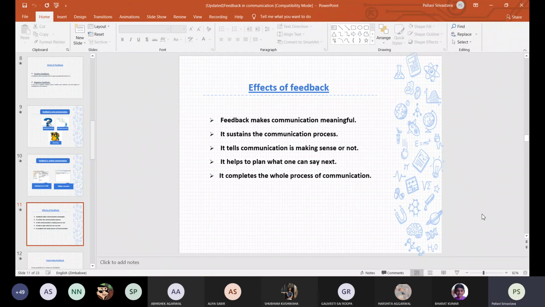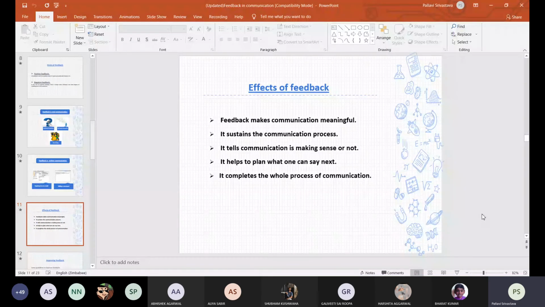Third one is, it tells whether communication is making sense or not. Just like we receive those sales calls or calls for loans, and we outrightly tell them we are not interested. Even then some of them struggle, they try to convince you that this is going to be beneficial. But ultimately, without feedback, you cannot understand whether the communication has made sense or not. So to find out the effectiveness, we need feedback.